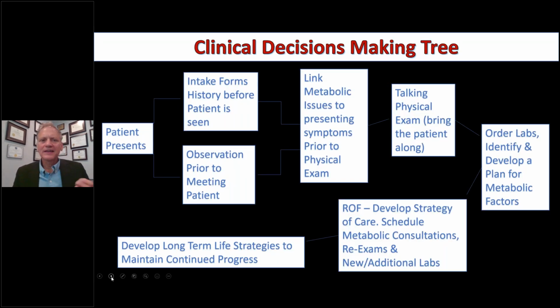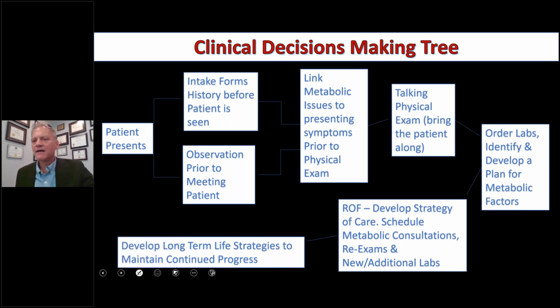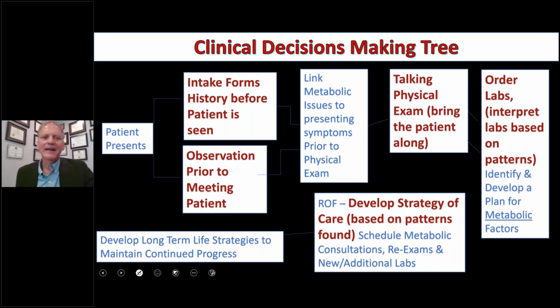All right, so there's a clinical decision-making tree. We've talked about this. I'm only going to briefly talk about it, but I want to talk about it in light of the developing patterns. So when we look at it, I've highlighted some things. Somebody comes in, and on their intake form, their history before the patient's seen, you're going to see things. Let's talk about blood sugar a while ago.